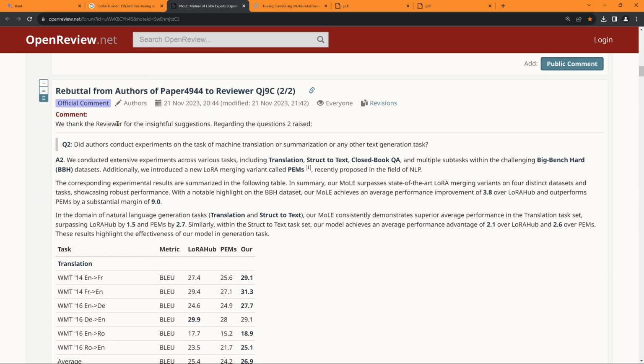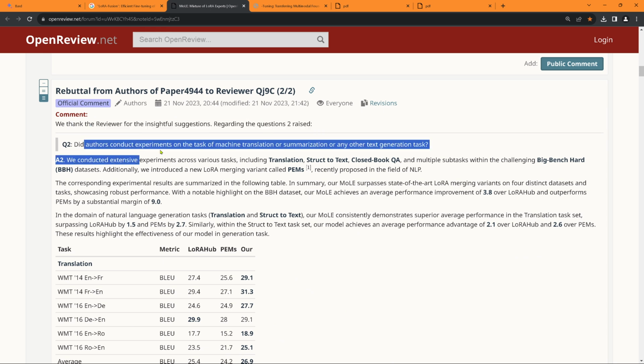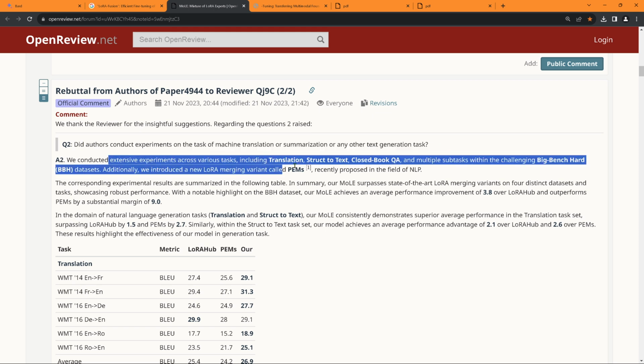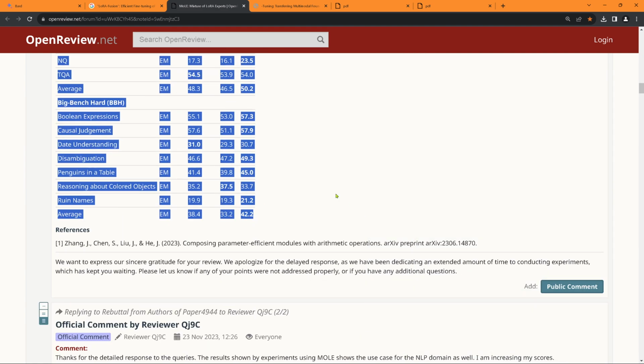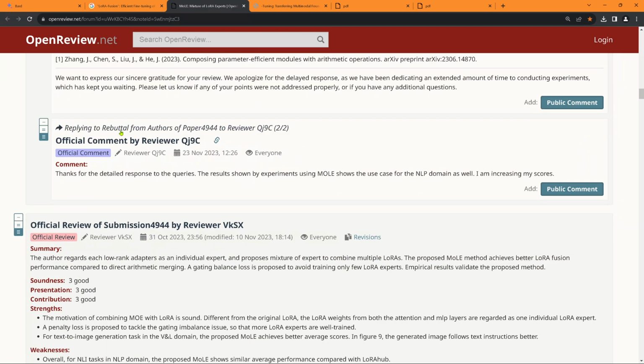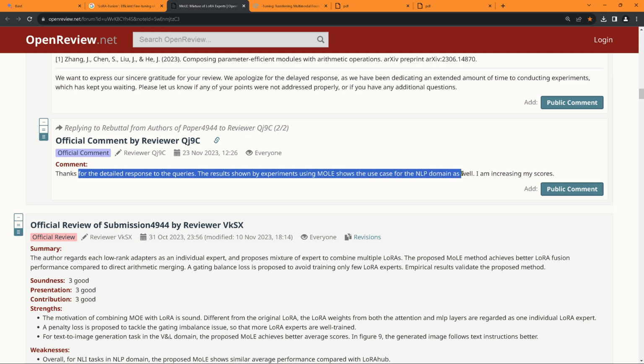And if you have another reviewer, they come back and, hey, thank you for the suggestion regarding your question. Did the authors also conduct experiment on the task of machine summarization? And they say, hey, we conducted this, yes, here are our results. So this is maybe not part of the official publication of the preprint, but you give all the data for the evaluation. And then you get the official comment by the reviewer says, hey, thanks for the detailed response to the queries. The results shown by experiment using MOL shows that the use case holds for the NLP domain as well.